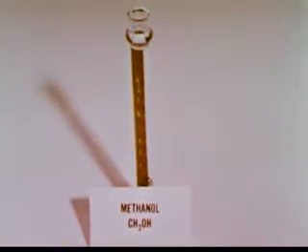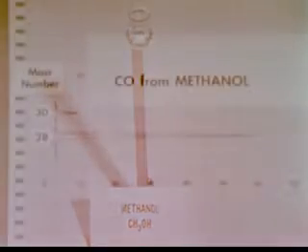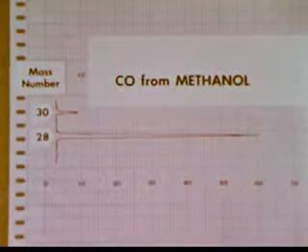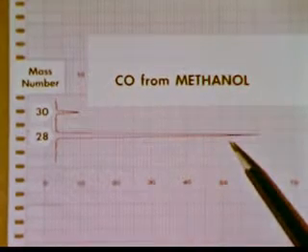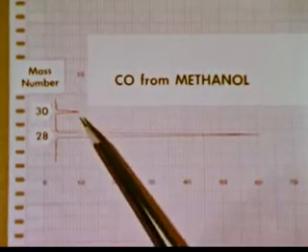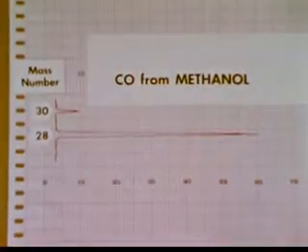The product is distilled to give methanol. Does the methanol contain the oxygen 18? Conversion to carbon monoxide and use of the mass spectrometer gives two peaks. That's conclusive. The methanol does contain oxygen 18.